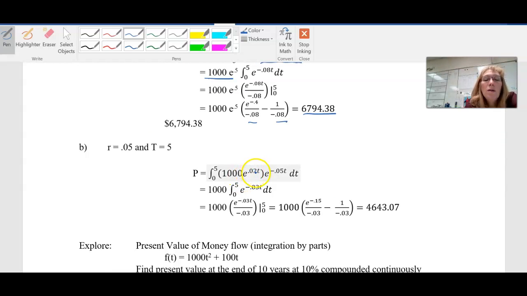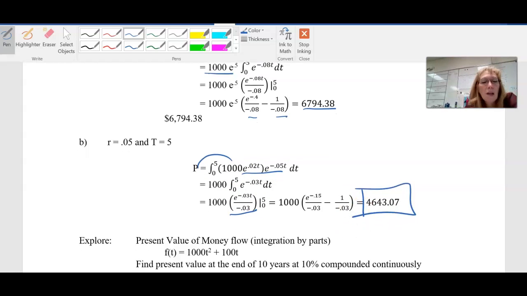All right, now let's do our present value. 1,000. 2% is what we're expected to gain. Negative 0.05t from our formula. Bring the 1,000 out. Add your like terms. Do your integration. And our present value is $4,643.07.